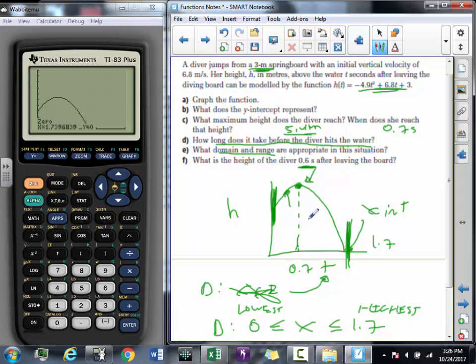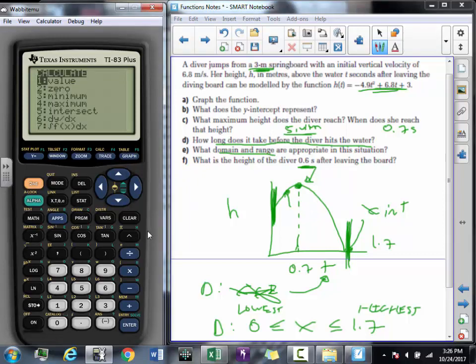But if I want to know exactly where it is, here's how you can use your calculator to solve it. Second, calculate. Use the value, yeah. I'm saying what happens when your time is 0.6 seconds. And it will then tell me, well, okay, at 0.6 seconds, you were this high off the ground.